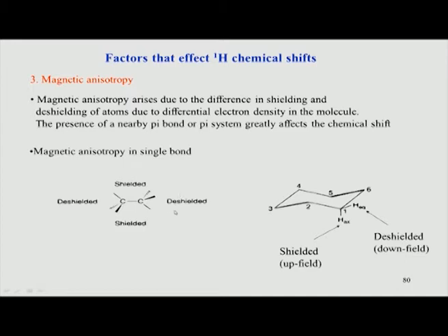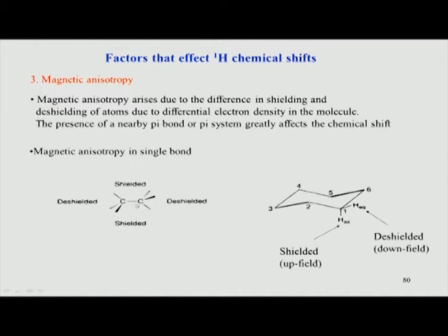So, shielding and de-shielding is something which we can very easily calculate nowadays using computational methods. There are a lot of softwares where if you give the structure of the molecule, it can calculate the electron density, and based on the electron density it can also calculate the shielding factor or de-shielding factor. So, this is how it is done computationally nowadays.